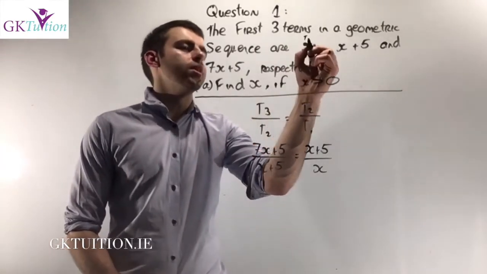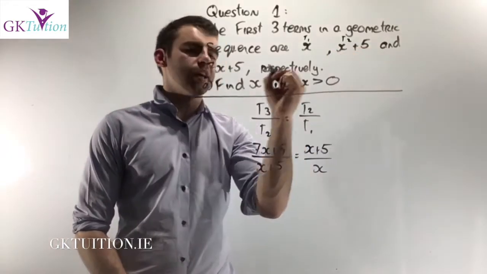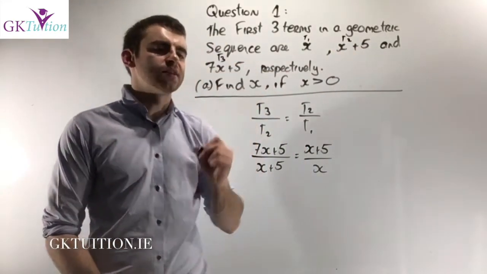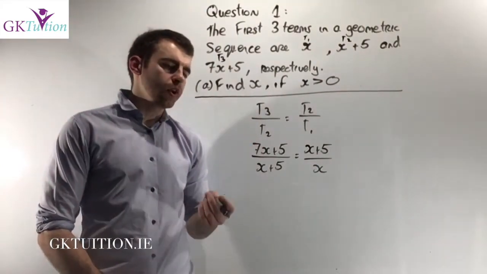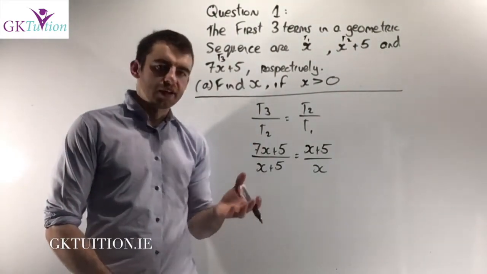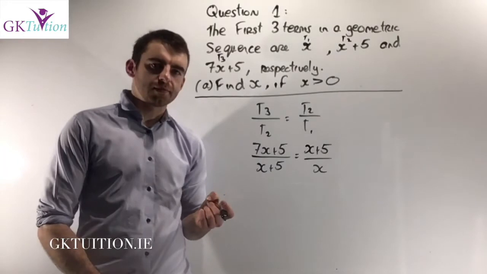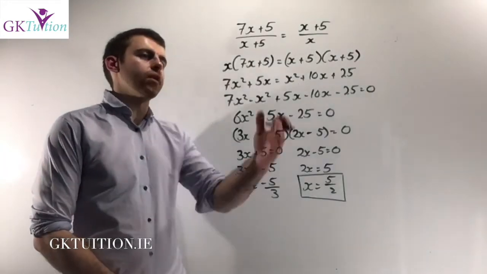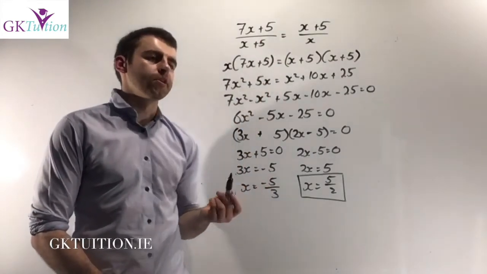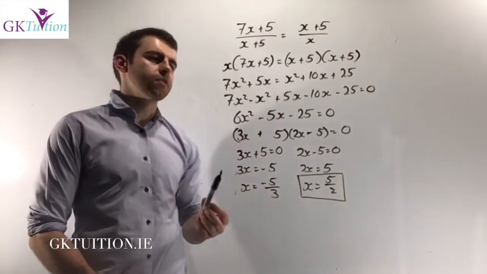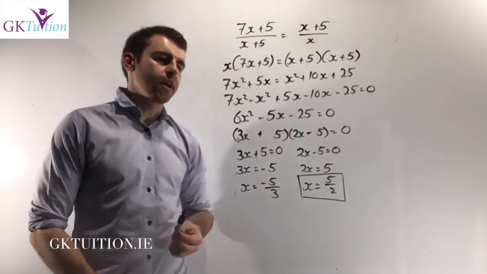I know that T1 is x, that T2 is x plus 5, and that T3 is 7x plus 5. So if I just sub in, now I've got one equation and one unknown, I can just solve this and find the value of x. Okay, so this is relatively straightforward now. In order to eliminate my fractions, I multiply by the denominators. And I get x times 7x plus 5 equals x plus 5 by x plus 5.